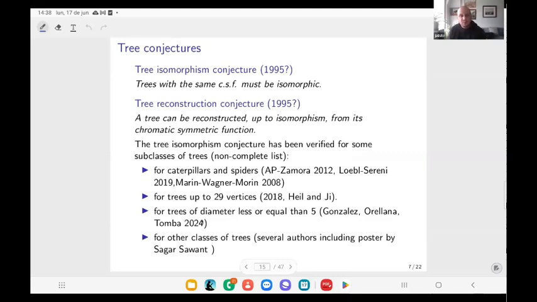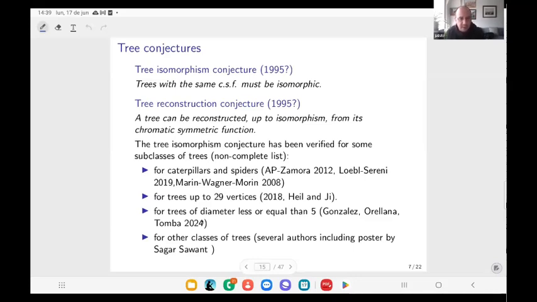what are the known results about this? This is a non-complete list. For caterpillars and spiders, there are various results by myself and Zamora, by Levi and Sereni, and by Jennifer and Jeremy and Matthew Moran for these classes of graphs. For trees up to 29 vertices, it was verified on the computer by Hale and G. And then for trees of diameter up to 5, recently Rosa Orellana with 2 students, Mario Gonzalez and Mario Tomba.